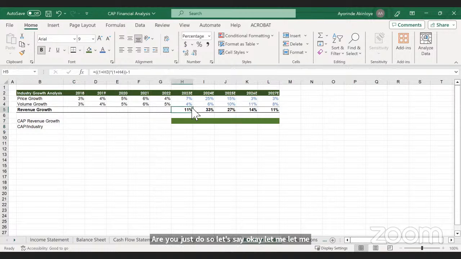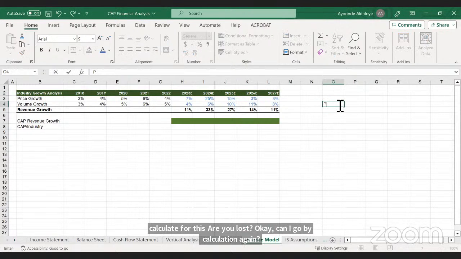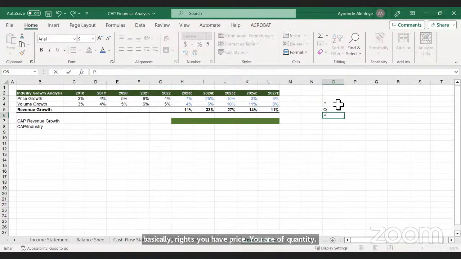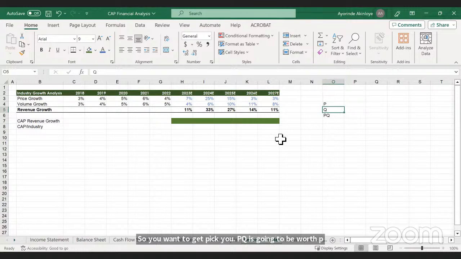Are you lost? Okay, can I go by the calculation again? So basically, you have price, you have quantity. You want to get PQ. PQ is going to be P times Q, right? So 7% times 4%.